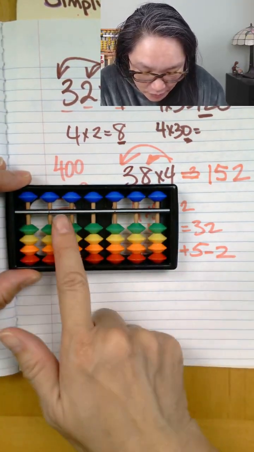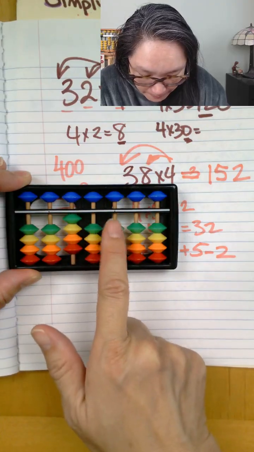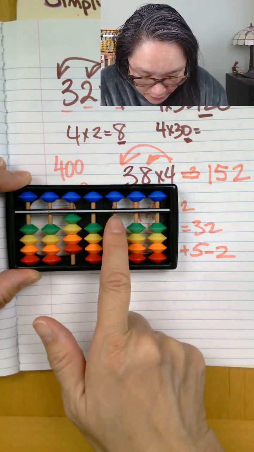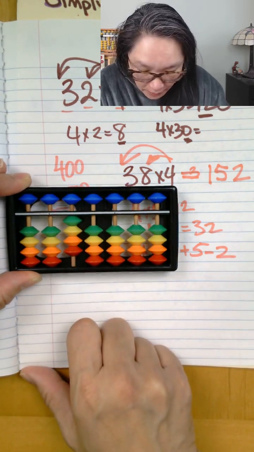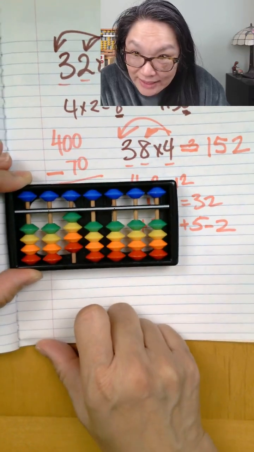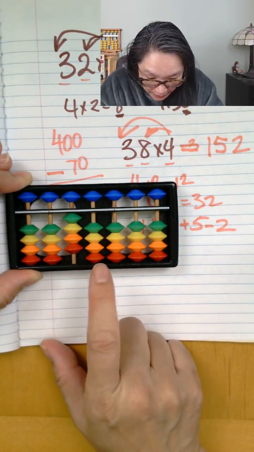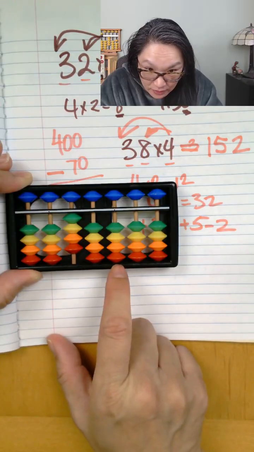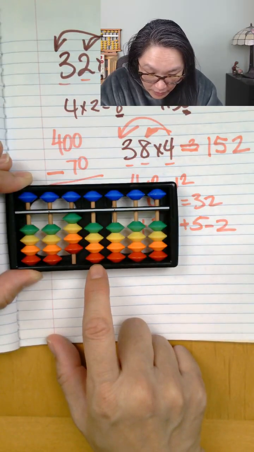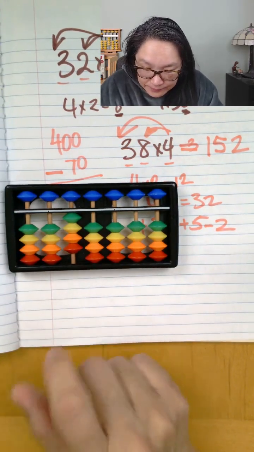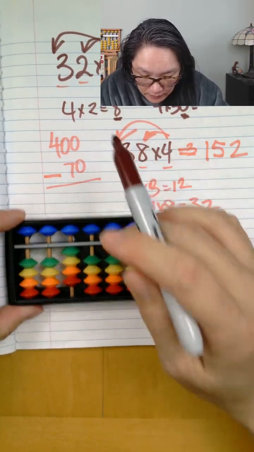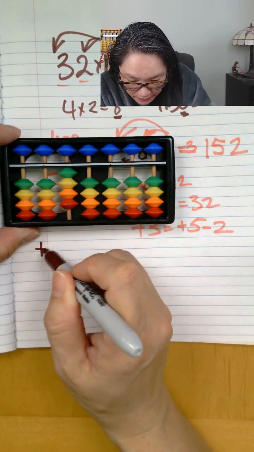Okay, so we're gonna do 400 first. 400, right? How do I know? This is my ones, my tens, my hundreds. This is my 4, right? Now I'm gonna take away 70. When I take away 70, right? I'm over here. I take away 7. I take away 0. I take away 7. Well, how do I make a 10? Make it 10, right?